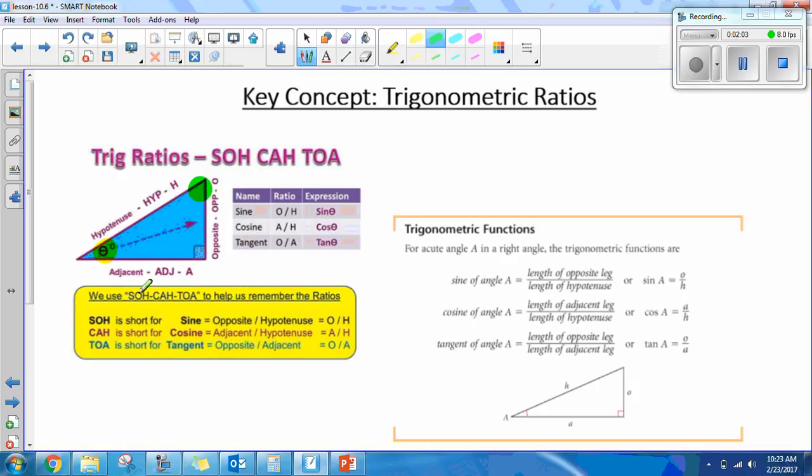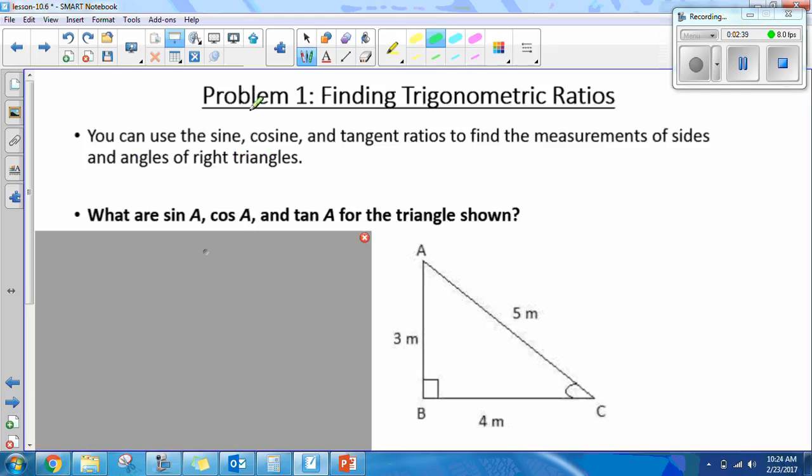So we use the acronym SOHCAHTOA to help us remember the ratios. SOH is short for sine is equal to the opposite over hypotenuse, O over H. CAH, C-A-H, is short for cosine, which is equal to the adjacent over the hypotenuse, or A over H. TOA is short for tangent, equal to the opposite over the adjacent, or O over A. You can use the sine, cosine, and tangent ratios to find the measurements of sides and angles of right triangles.